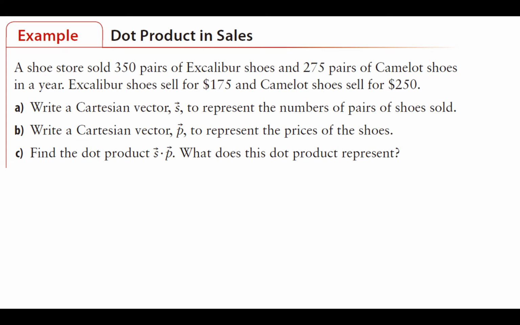Question A, write a Cartesian vector S to represent the numbers of pairs of shoes sold. B, write a Cartesian vector P to represent the prices of the shoes. Then find the dot product of S with P. What does this dot product represent? Okay, I'll give you 3 minutes to consider this question by yourself.